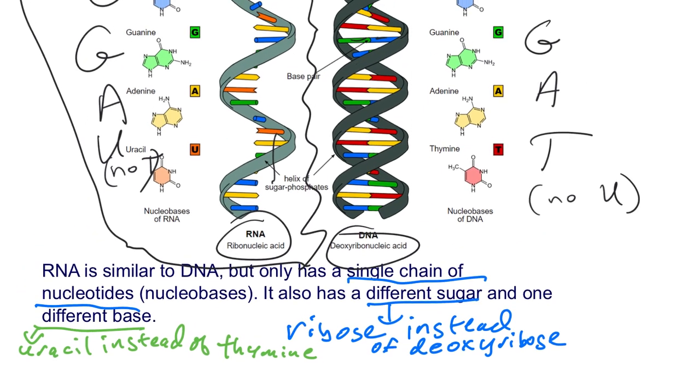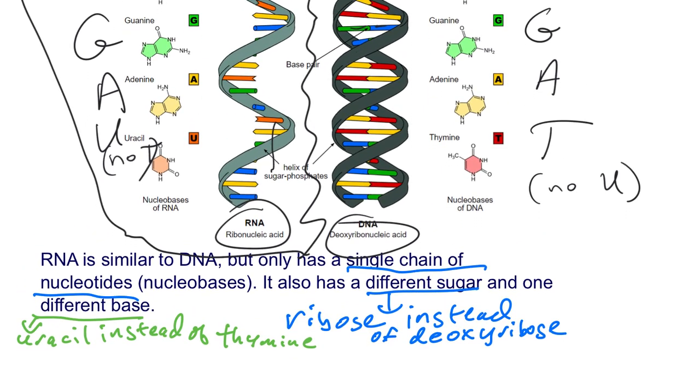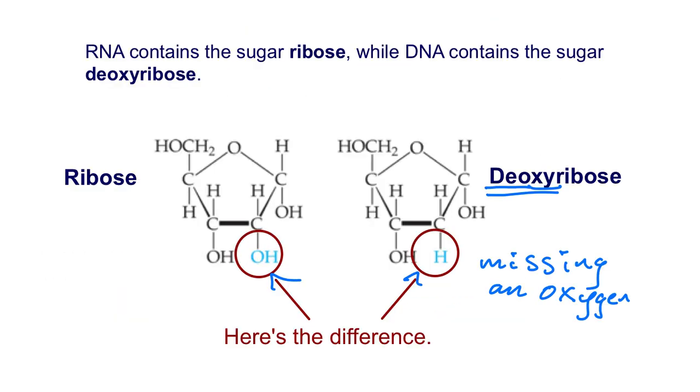Now, ribose is a sugar that is in RNA, whereas deoxyribose is in DNA. That's where you get the D and the R in RNA and DNA. There's no mystery about this. Deoxyribose is ribose missing an oxygen. So here's deoxyribose sugar in a DNA molecule, and here's the ribose sugar in an RNA molecule.